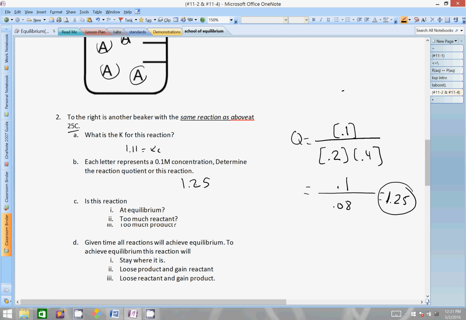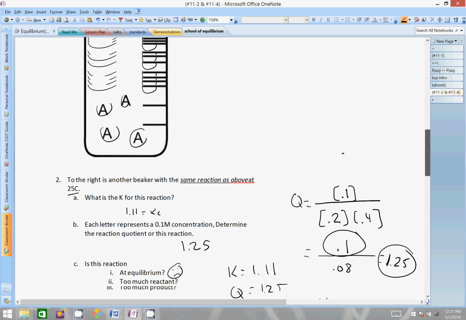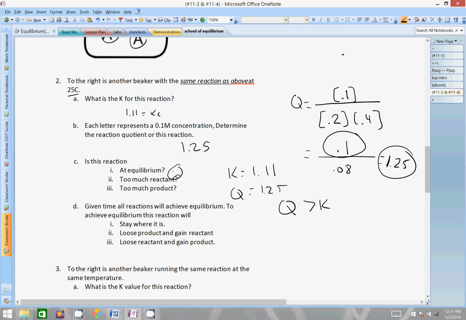Are we at equilibrium? No. K is equal to 1.11. Q is equal to 1.25. So Q is bigger than K. So we have too much numerator, too much product, not enough reactant. Do we have too much reactant? In this case, no. We have too much product.